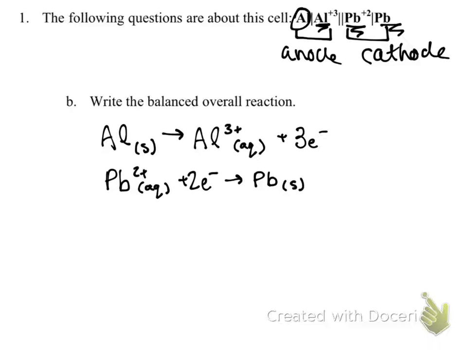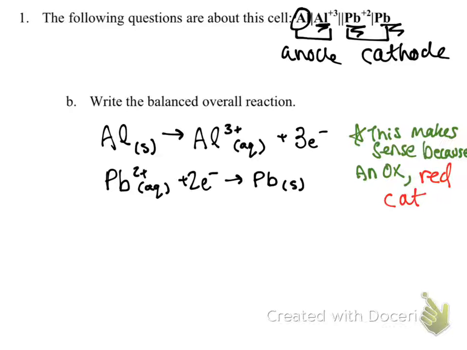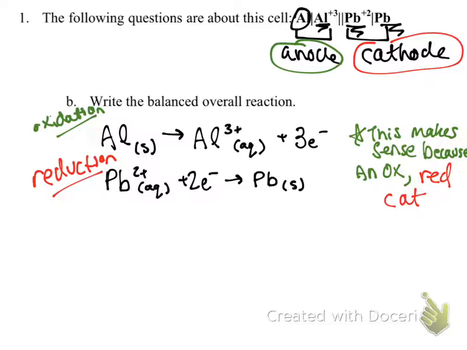Now, what we also need to figure out is which one is oxidation and which one is reduction. And we can tell this because of an ox-red cat. Basically, what this means is that the anode is going to be our oxidation and the cathode is going to be our reduction. So we can go ahead and label those accordingly, and that's really helpful in just making sure that we have the right half reactions.